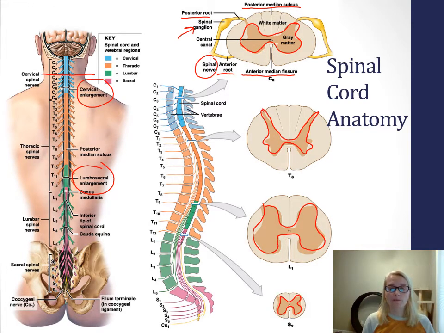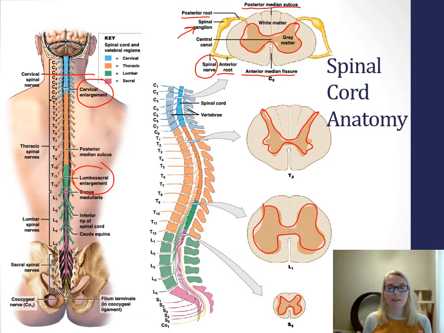The reason why we have enlargements in the cervical and lumbosacral part of the spinal cord is because we have more neurons there. It's physically bigger because there are physically more neurons, because we have extra neurons to control our arms and our legs. We don't need as many neurons in our trunk because we don't have as much stuff there. We don't have as much sensory information coming in or motor commands going out. But in the area of the spinal cord that controls your arms and legs, it's going to be bigger. So that is our cervical enlargement and our lumbar enlargement.